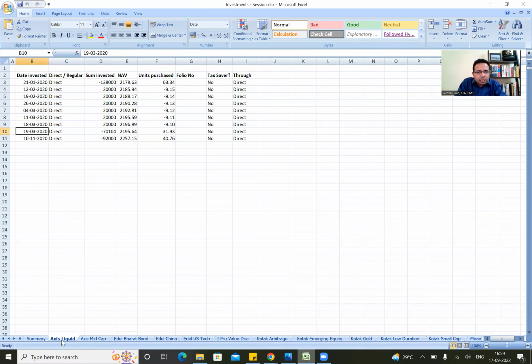And finally, after 18th March, this example shows 19th March, if you remember 19th March, and what was that? COVID crash around those dates. So I think more money was transferred into this fund, 70,104. Now this kind of weird number comes because maybe some equity fund would be liquidated and moved into liquid fund. So that there was more exposure toward debt funds because the COVID crash was anyways there.